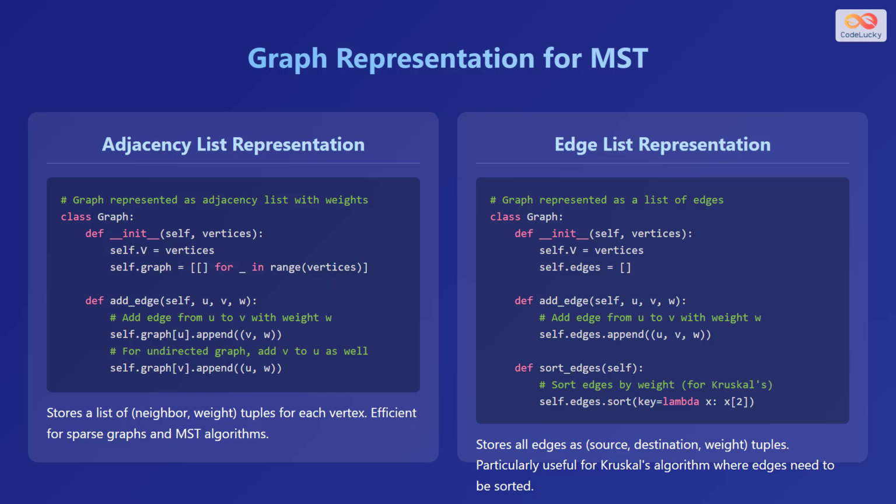In the edge list representation, the graph is represented as a list of edges. We store all edges as tuples containing the source vertex, the destination vertex, and the weight of the edge. This is particularly useful for algorithms like Kruskal's, where sorting edges by weight is a key step.